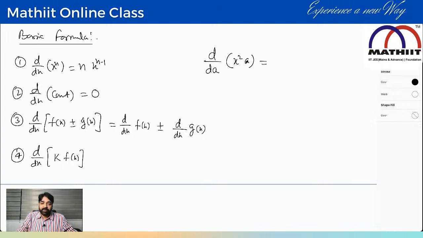So this x square will be treated as a constant because we are differentiating with respect to a. So a is the variable. This x square will come out and it will leave d/da of a. And d/da of a will always be equal to 1, because the variable and the 'with respect to' are the same. So this value will be 1 and the answer will be x square.